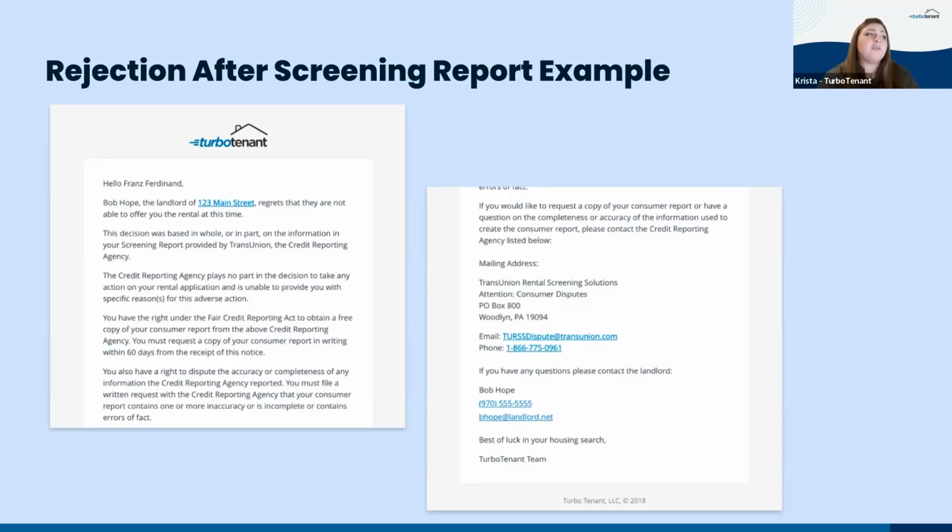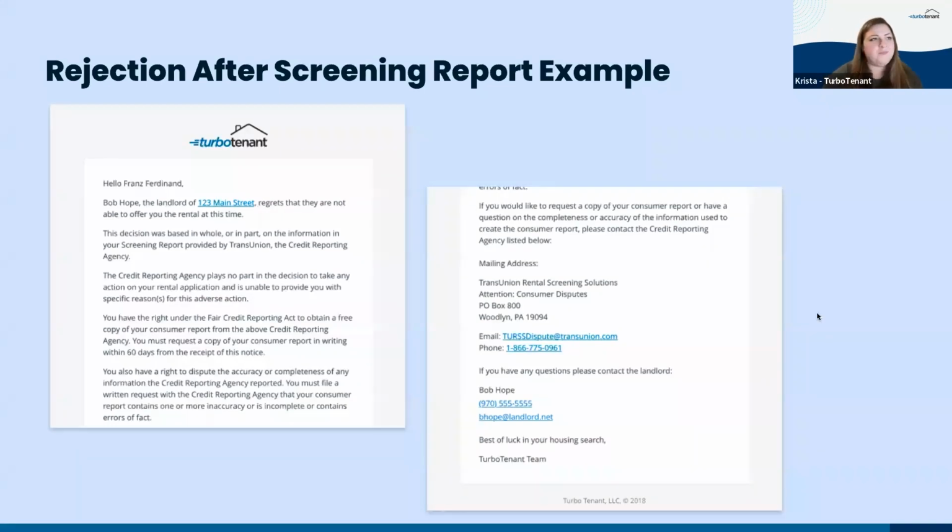If you're doing it yourself, again, remain professional, but stay vague. If it is post-screening report, use similar language to this. Keep it vague, let them know what their rights are in terms of disputing or requesting a copy of their credit score, and then move on.